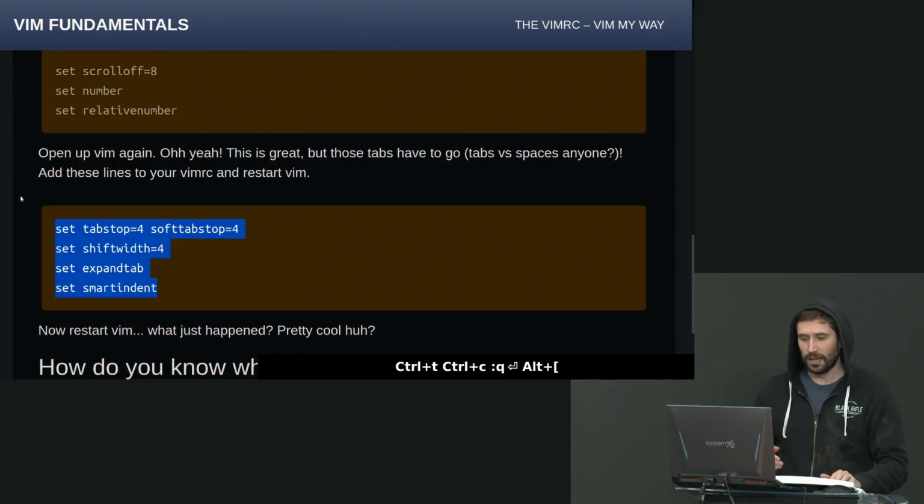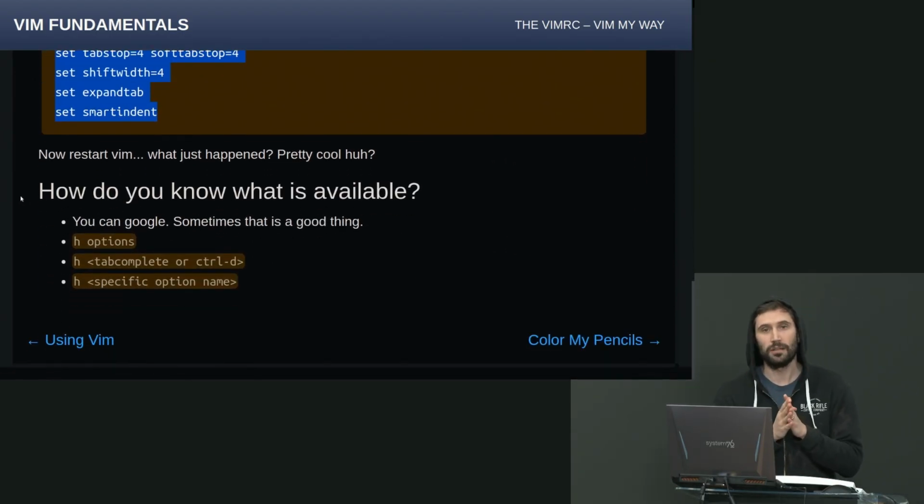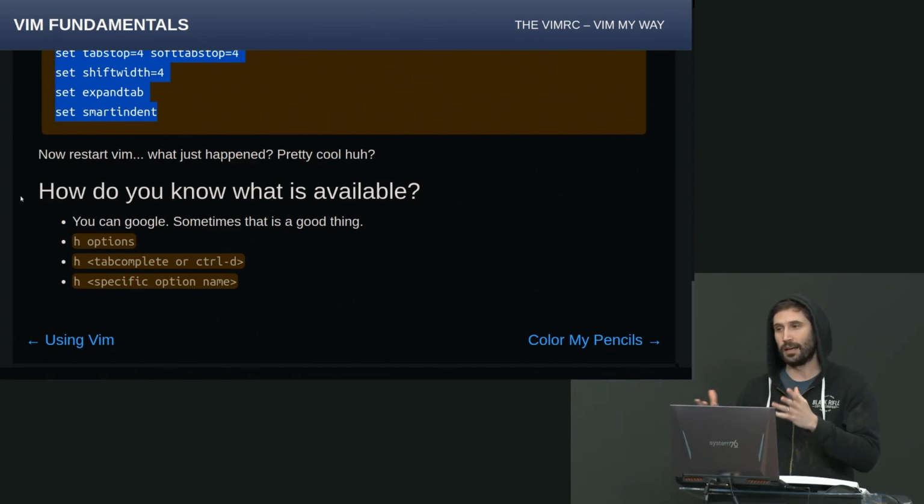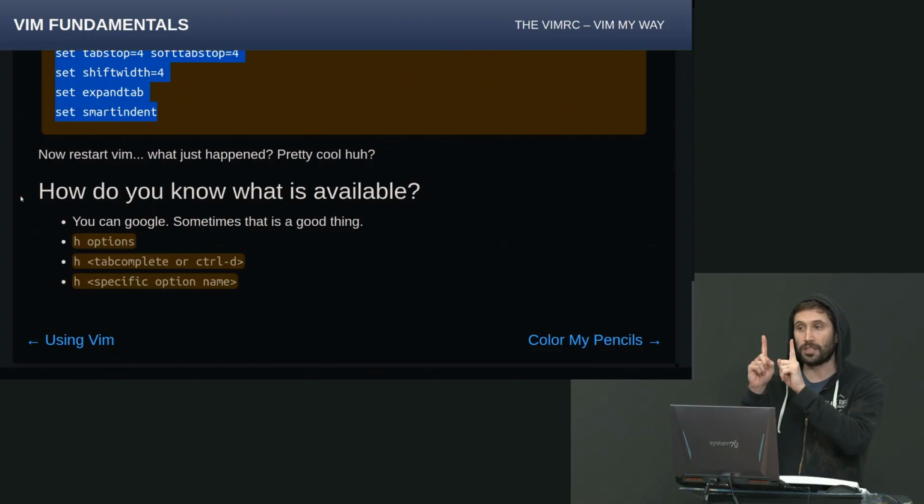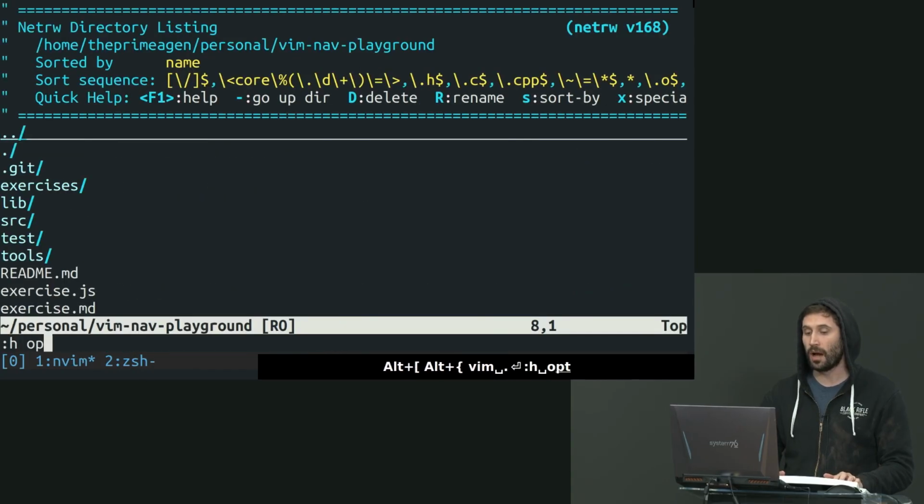Let's go back here. Let's look at this. So a couple things before we move on: you can always Google any options. Like if you have problems with, say, your cursor going into a thin cursor versus a thick cursor, you could simply Google something like "Vim options cursor," and you'll probably get something. You can also go into Vim and type help options.